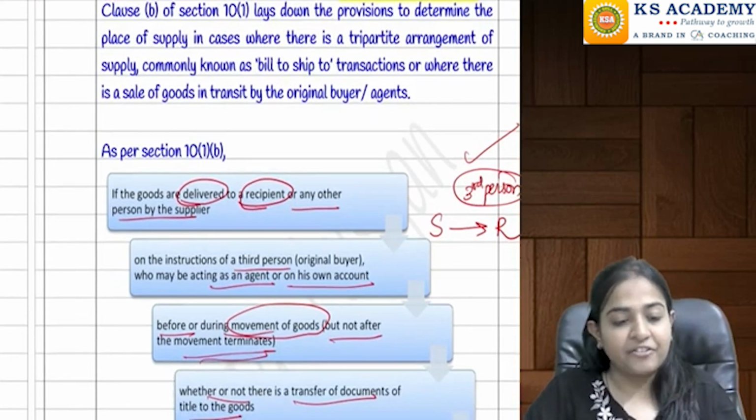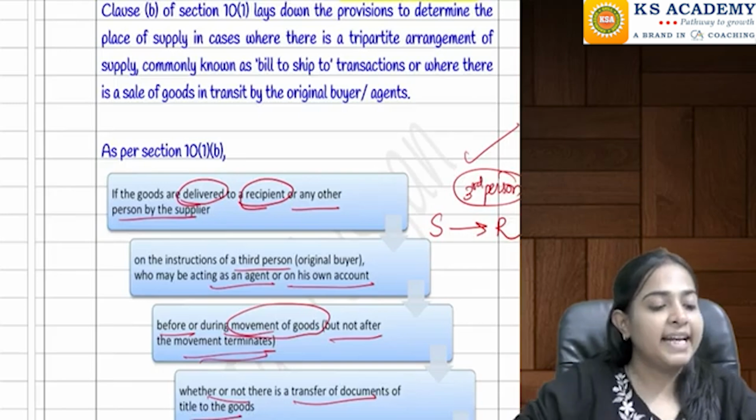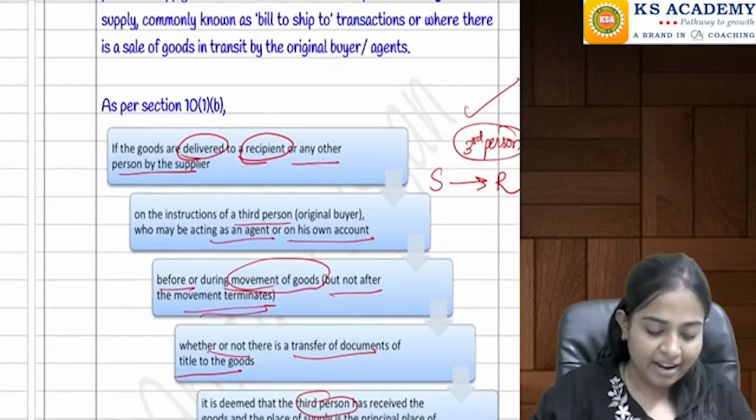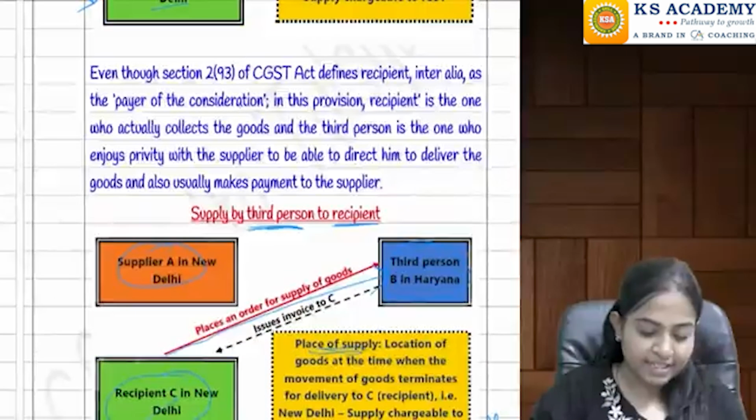Right? Then after that, let's go to the next one, that is section number 10.1c. Everyone with me, let's go to section number 10.1c.